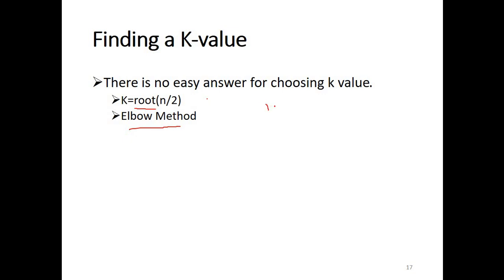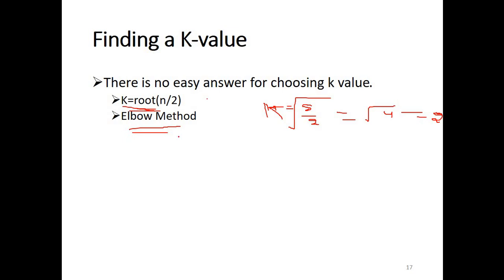Suppose n is equal to 8, the root of 8 by 2 is equal to root of 4, that is equal to 2. That means the value of k is 2 here in this example. In this way the value of k is calculated.